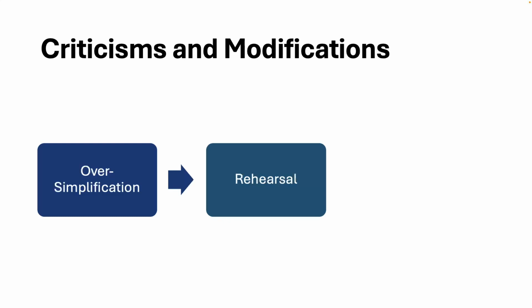The model also places a heavy emphasis on rehearsal as a mechanism for transferring information from your short-term memory into your long-term memory. But some research also suggests that other factors, like meaning and organization, can play a role in memory consolidation, such that you don't necessarily even need to rehearse the information over and over again, but understanding its meaning and thinking about its organization is also another useful way of being able to have that memory stored into your long-term memory.